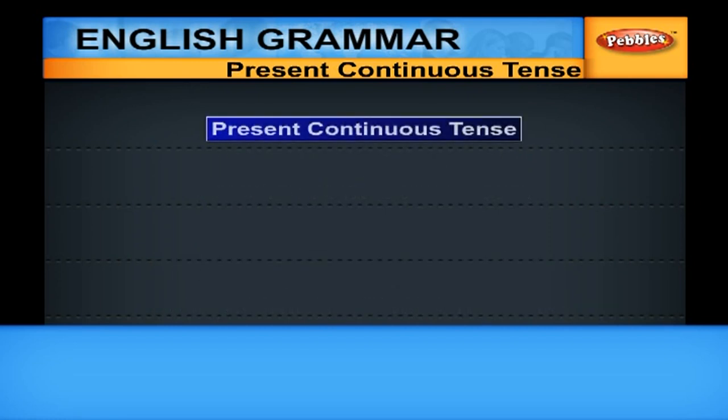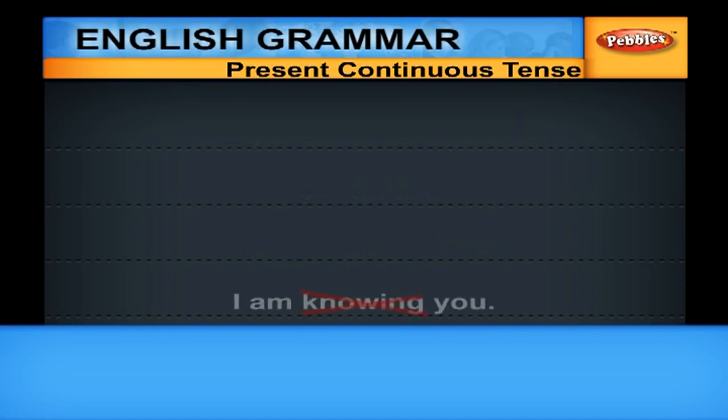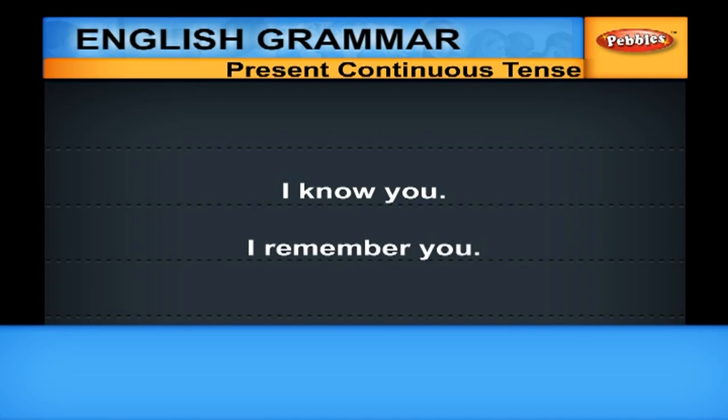How do you form the continuous? By adding ing to the verb, making it into present participle, and then you have to give a corresponding be form of the verb: am, is, are. But remember that there are certain verbs which cannot be used in continuous form. It is incorrect to say, I am knowing you. It must be, I know you. It is incorrect to say, I am remembering you. It must be, I remember you.